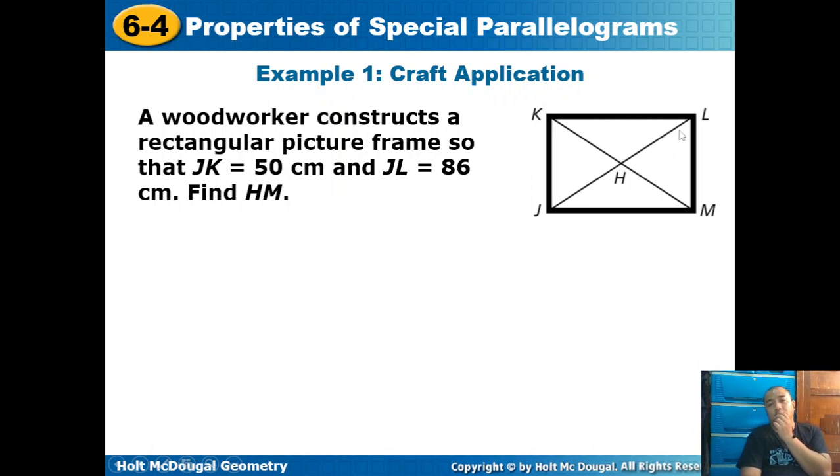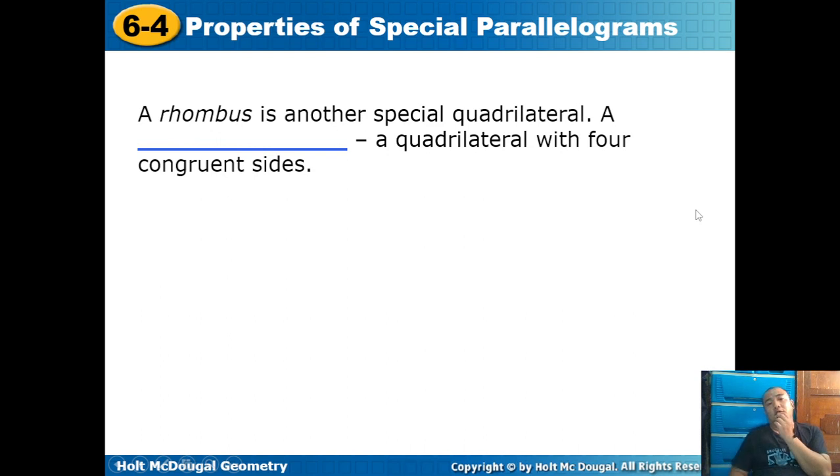Of course, its diagonals are equal. So JL is 86, KM is also 86. So divide 86 by 2, and that will be the measure of HM. 86 divided by 2 is 43. That is the answer. Now, another special parallelogram is what we call a rhombus.